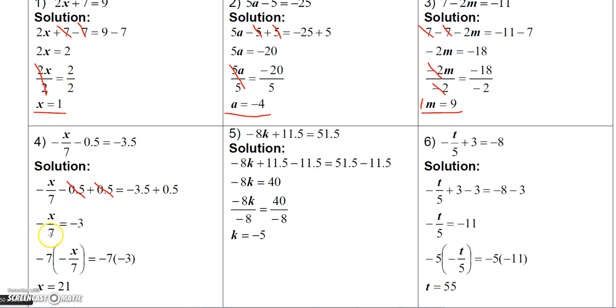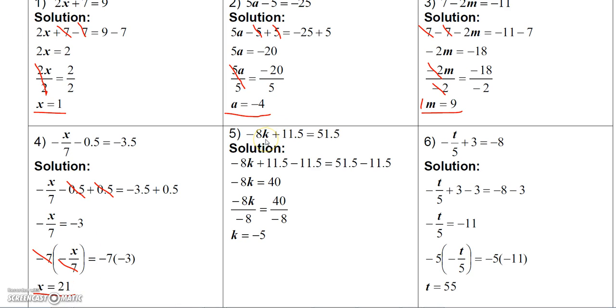Well, to get rid of the fraction here, I need to multiply both sides by 7, but since this is already a negative right here, I'm going to want the answer to be positive, right? So I'm going to actually multiply by negative 7. So if I multiply by negative 7 on the left, I also must multiply by negative 7 on the right. And so when I multiply this by negative 7, it cancels with the negative 7 in the denominator, and I just get x. And then over here, negative 7 times negative 3 is simply 21.